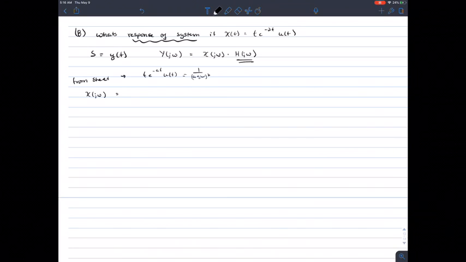I'm going to erase that arrow because it's ugly. Alright, so let's see what we're doing here. So a is going to be equal to 2, and that's going to be it. So you just plug in the number. So it's going to be 1 over 2 plus j omega, all of it squared. Okay, so now back to finding Y of j omega. It's going to be equal to X of j omega, which is 1 over 2 plus j omega squared, times H of j omega.